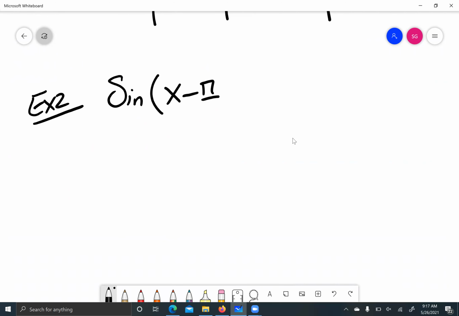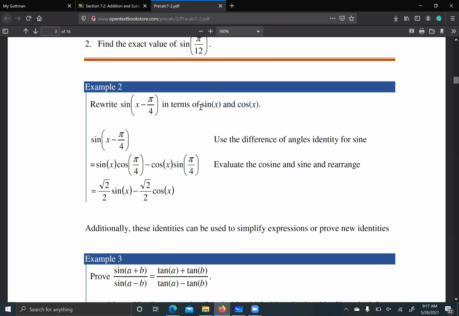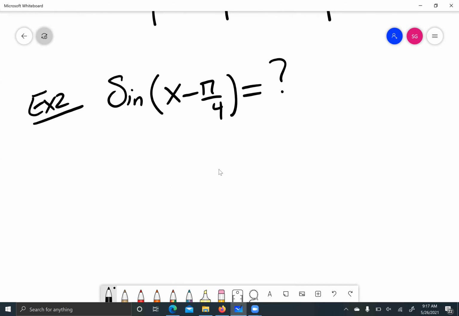So example 2 is rewrite sine of x minus pi over 4. So we want to rewrite this in terms of sine of x and cosine of x. So we don't want to see the pi over 4. We want to rewrite this in a way that we only see sine of x and cosine of x.